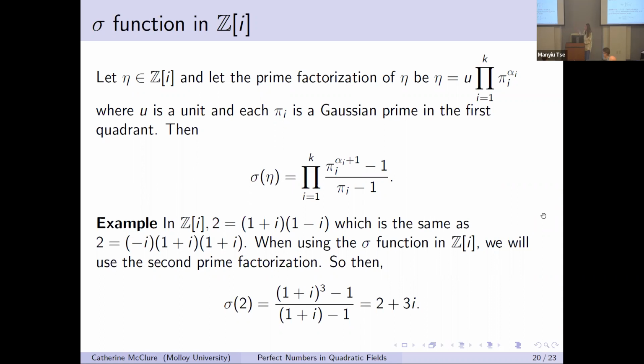So for example, we have 2 equal to (1 plus i) times (1 minus i) in the Gaussian integers. But if we pull out a negative i from 1 minus i, then we get negative i times (1 plus i), so 2 equals negative i times (1 plus i) squared, where negative i is that unit that we're pulling out. So then we could just use the second prime factorization, and it works the exact same way as our regular integers, and that comes out to be 2 plus 3i.